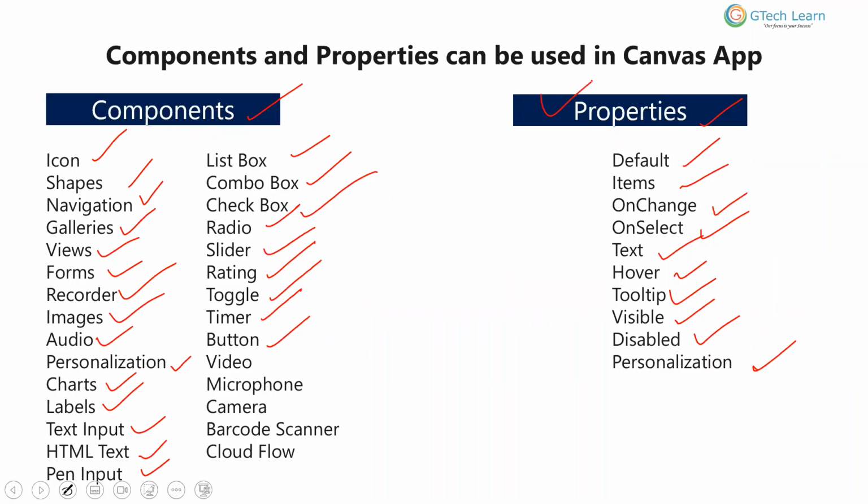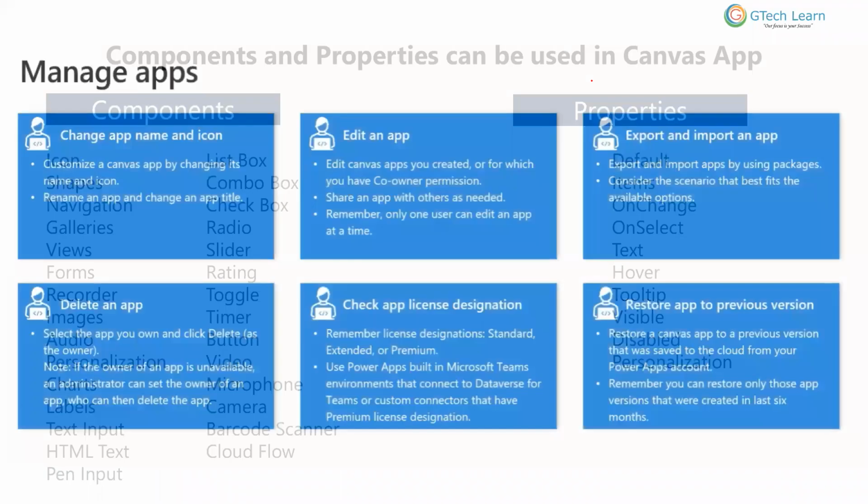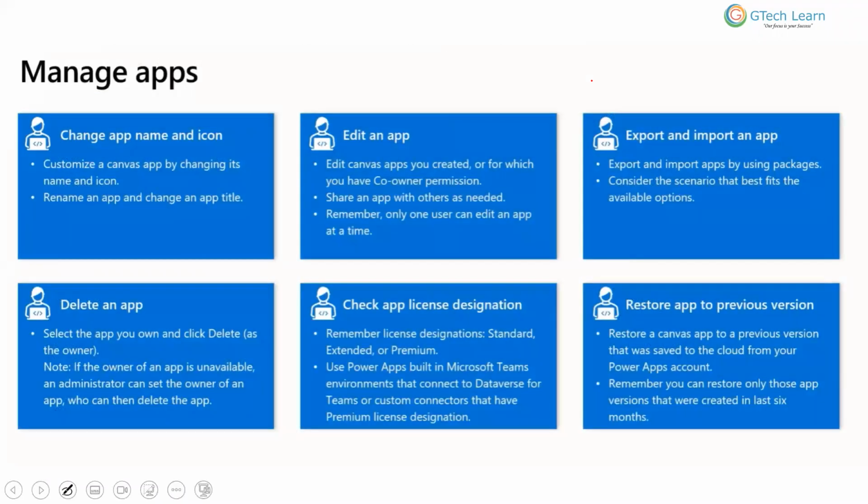Apart from those properties, based on the different component I'm selecting, there are going to be a lot of different properties for those components also. These are the basic ones, which are available for each and every component I'm using in the Canvas app. Moving forward, if I talk about managing the apps, whenever we want to manage the app, what kind of actions can we perform?